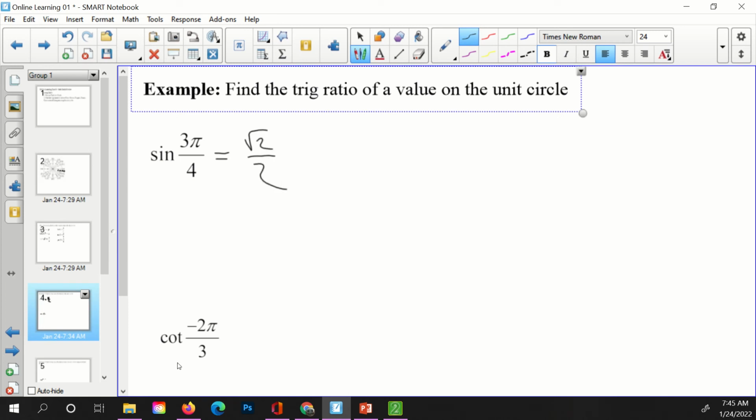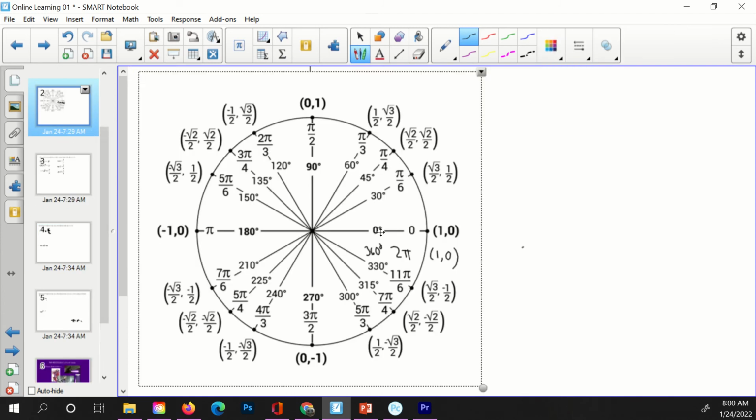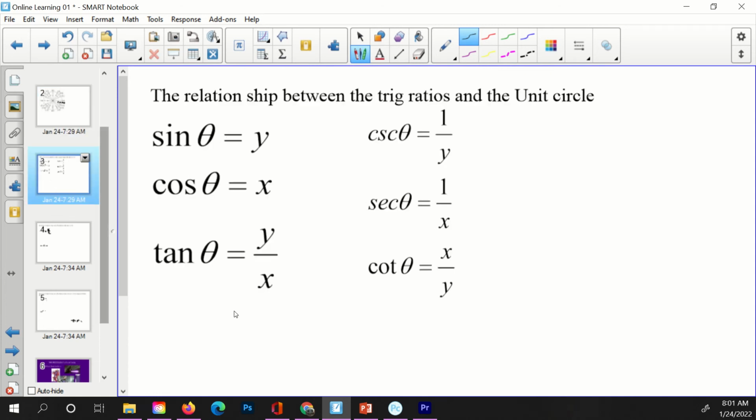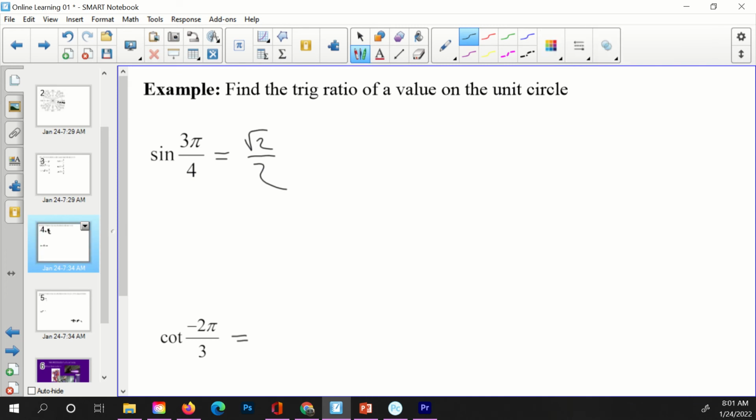All right, let's talk about the cotangent. And so we go back up to our unit circle. When we do negatives, we're going to go clockwise. So here is negative 1 pi over 3. Here's negative 2 pi over 3. Our x value is negative 1/2. Our y value is negative square root of 3 over 2. And since we're doing cotangent, we're going to go x over y. And so in this particular instance, our x value was negative 1/2. Our y value was negative square root of 3 over 2.